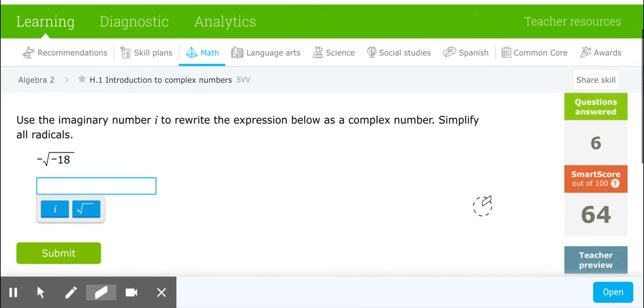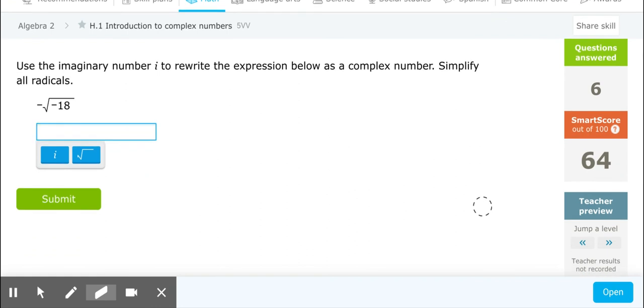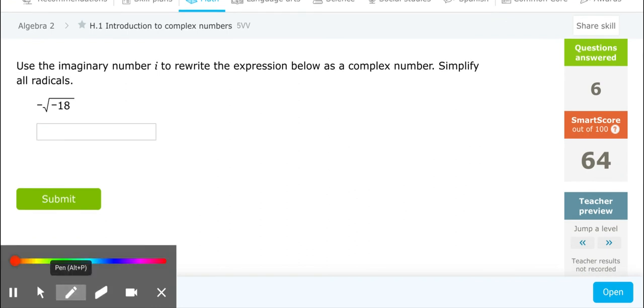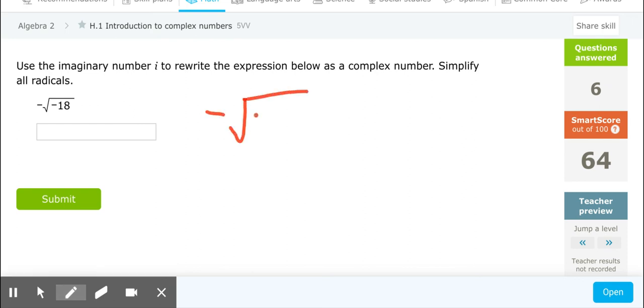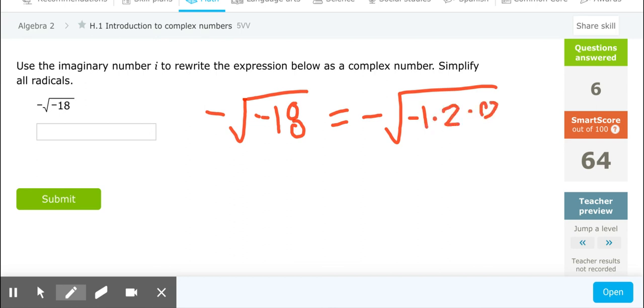Okay, let's try this one. It's similar to the last one. Hopefully we can learn from our mistake this time. So we have negative the square root of negative 18, right? So we still have the negative outside. And how can we write negative 18 but break it down so that there is a perfect square inside? 6 times 3, those aren't perfect squares. Oh, 2 times 9. So think of it as negative 1 times 2 times 9.